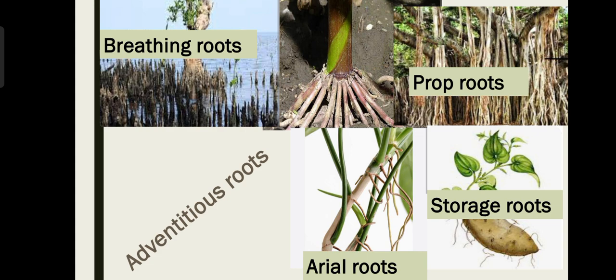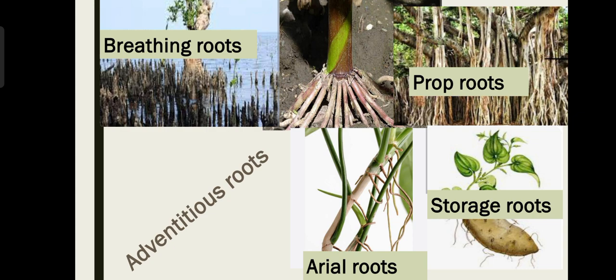Adventitious roots. Some roots grow from the stem just above the soil. These are called adventitious roots. Maize, sugarcane and sorghum have two types of roots: adventitious roots above the soil and roots growing under the soil.